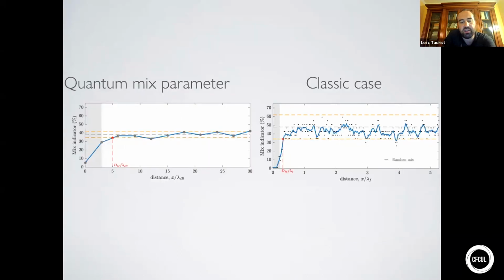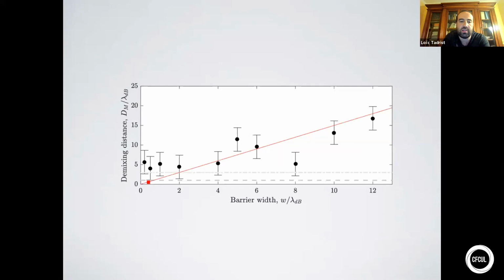Sorry, I'm trying to go quickly enough. What we saw here is that for the quantum particle trajectories, we cannot tell if the particle will cross or not until we arrive at the foot of the barrier, similarly to what we have for the walking droplet experiment. And the Demix distance scales with the barrier width for quantum particles.